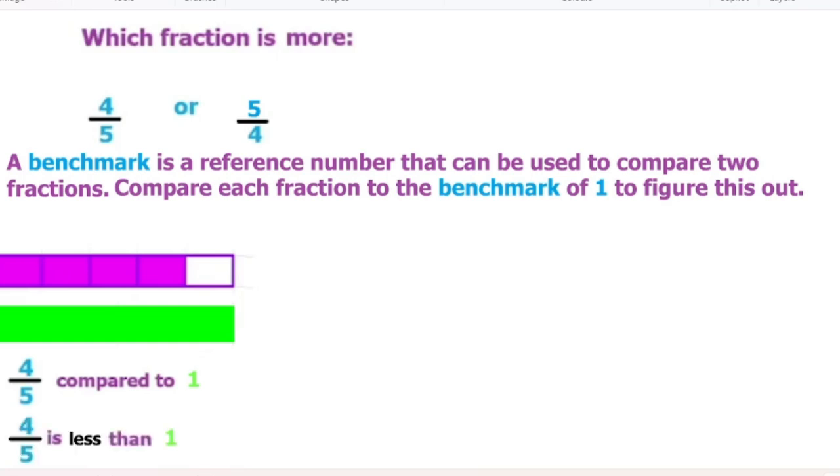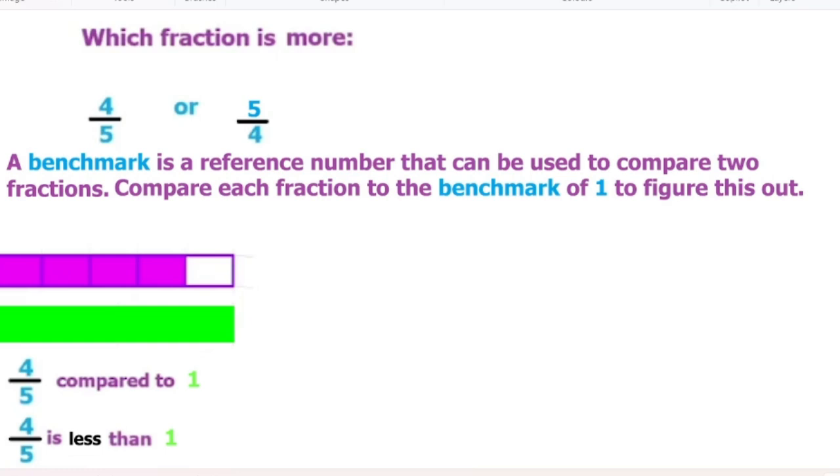Now let's do the same for the other one. But first let's look at the fact that 4 over 5 is less than 1, right? So 4 over 5 is less than 1. So now we compare 5 over 4.